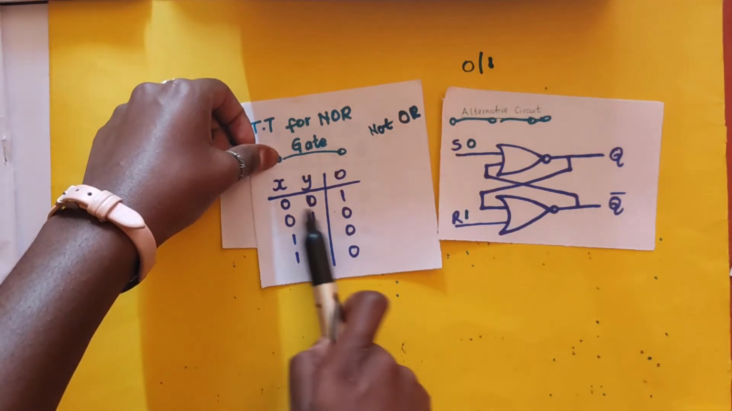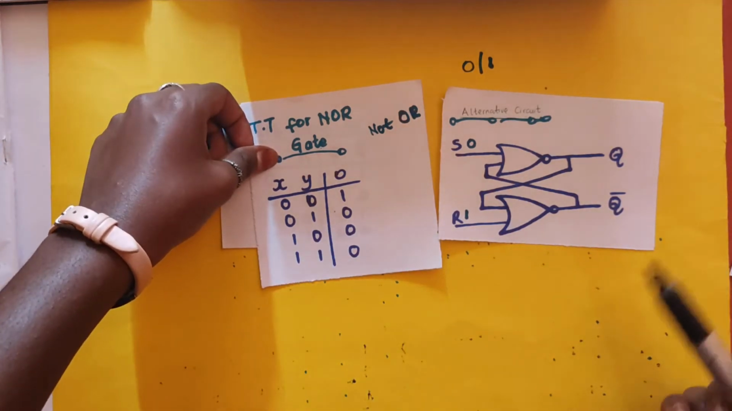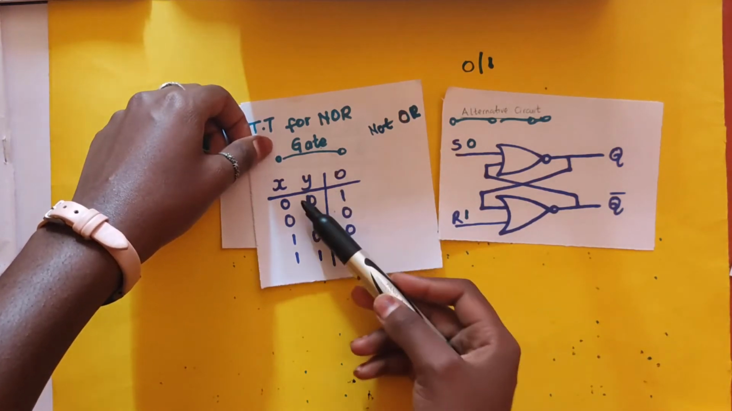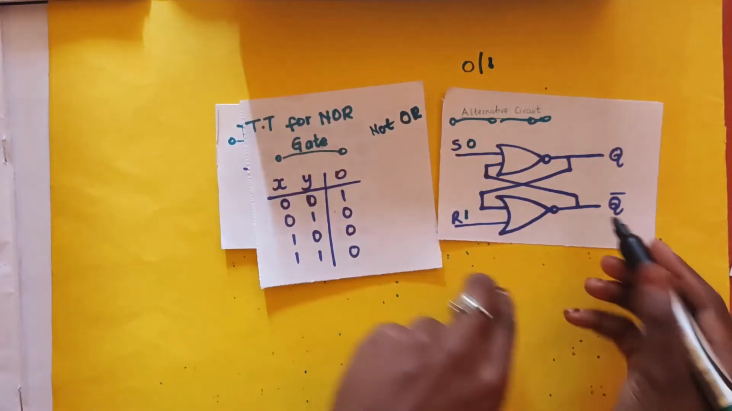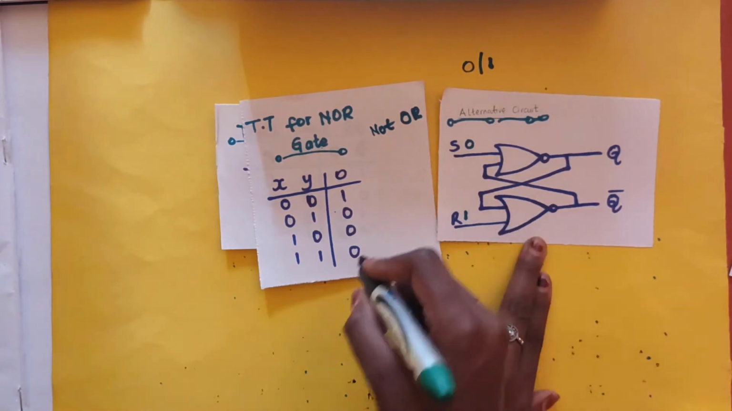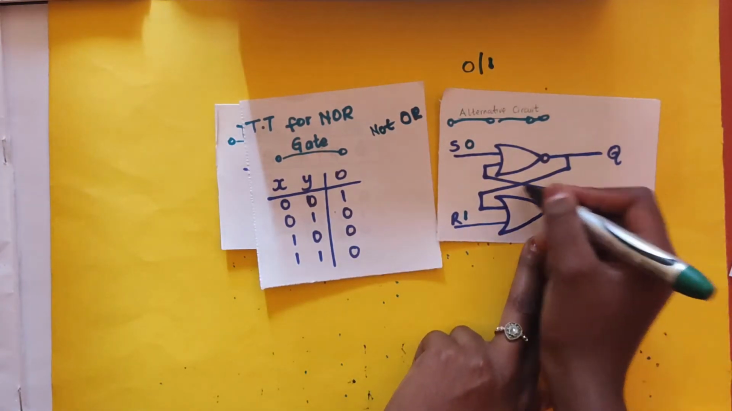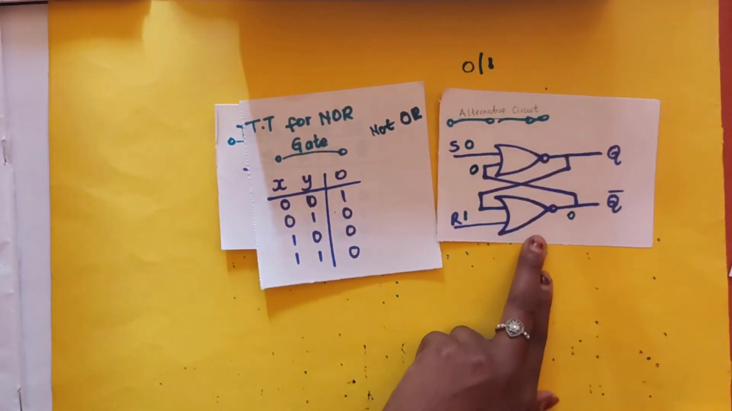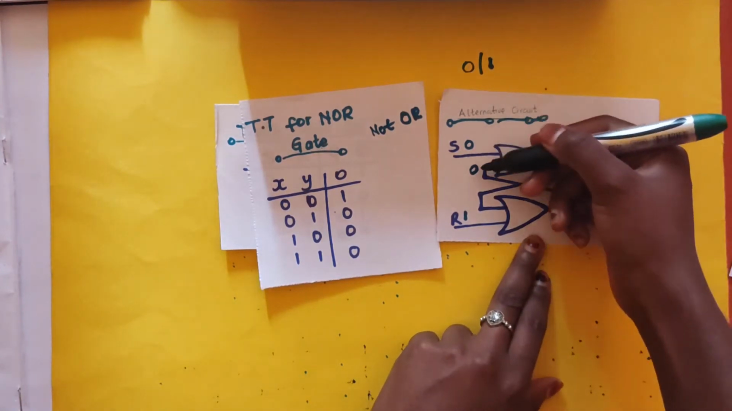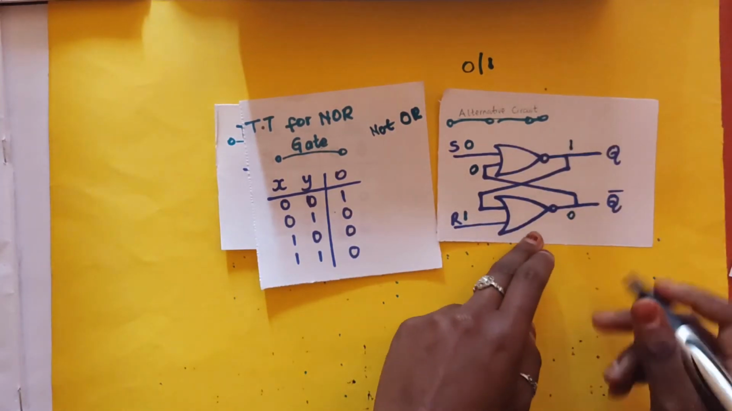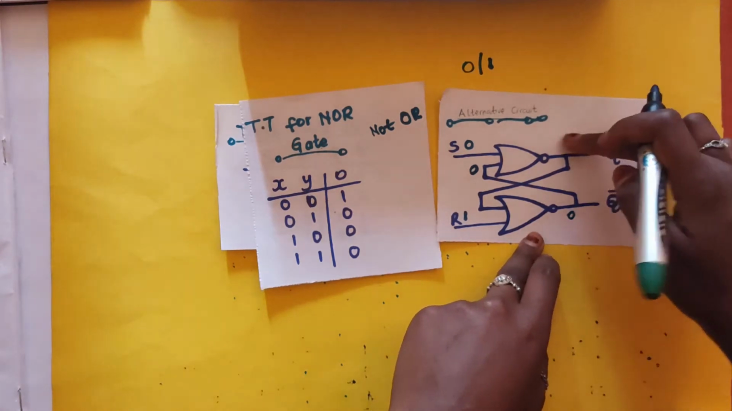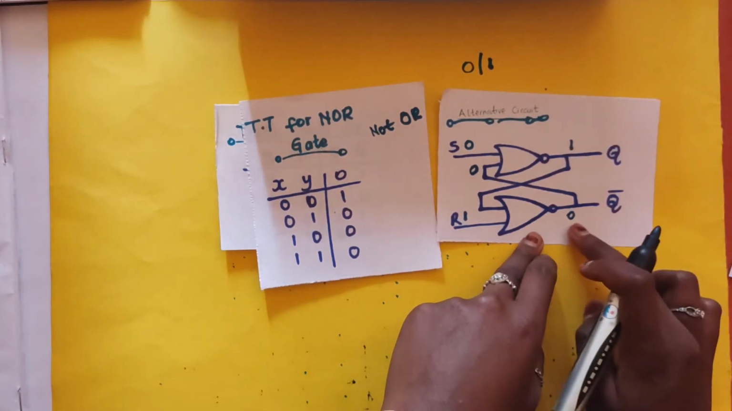Whenever we have a 1, the output will be a 0, regardless of whether the other input is a 1 or a 0. So therefore, whenever we have a 1, the output is a 0. And therefore, this will be a 0. Makes sense? And then 0, 0 is a 1. So our output is 1, 0. Q is 1. Q naught is 0.